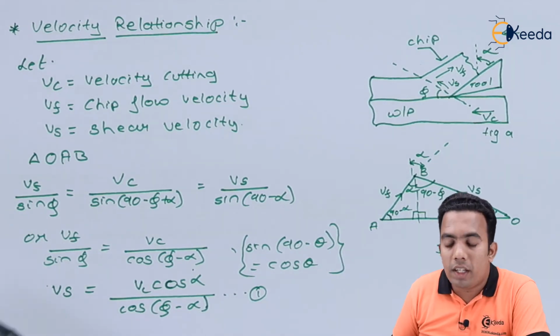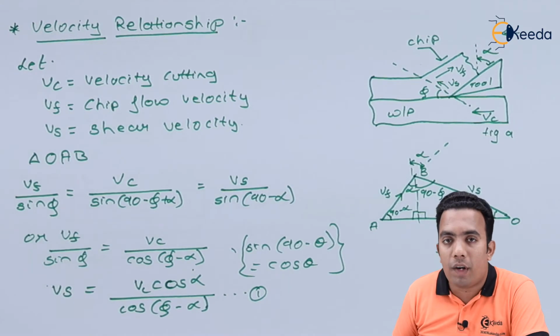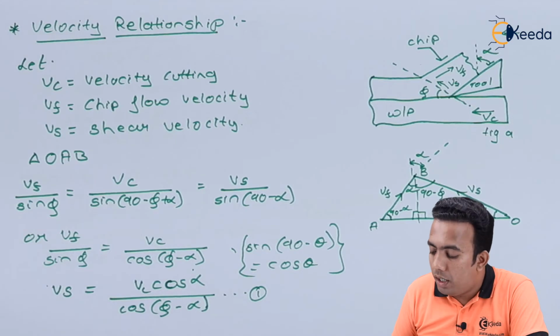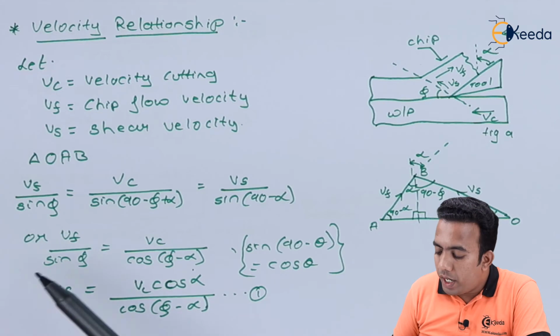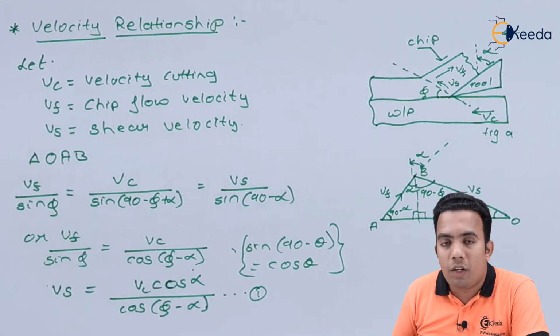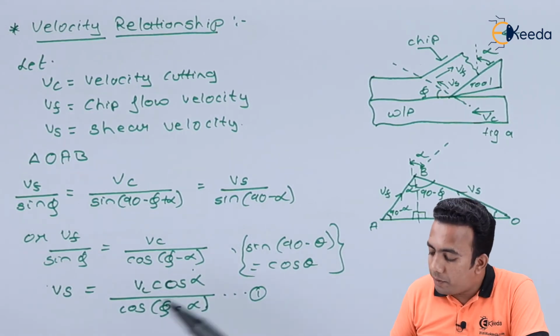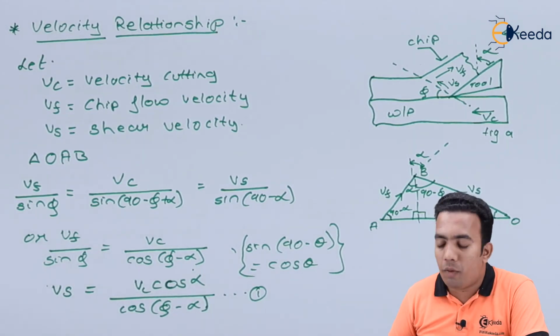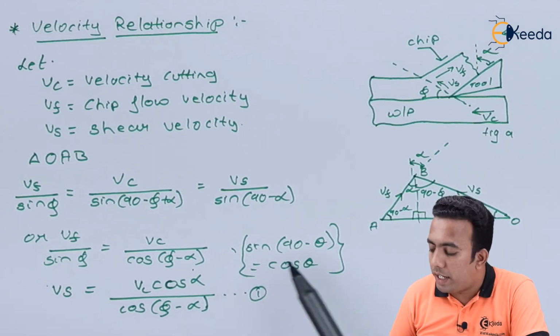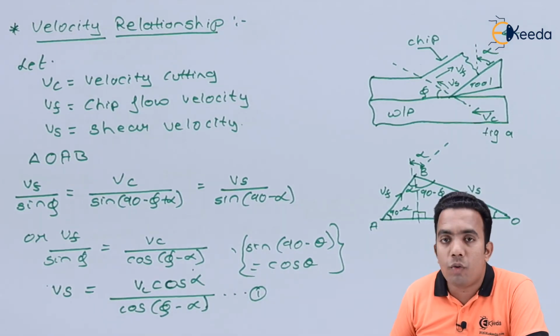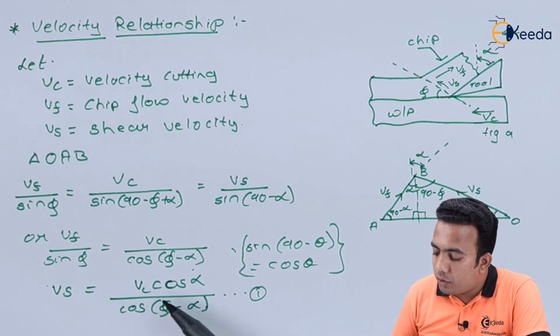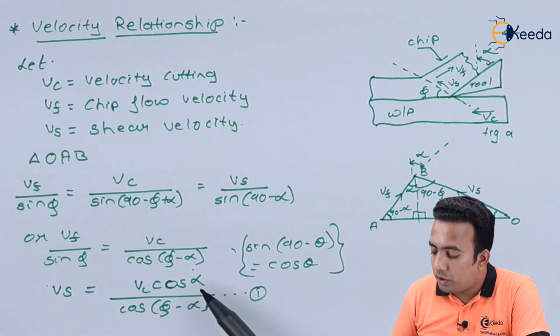From this triangle we get the equation Vf upon sine of phi is equal to Vc upon sine of 90 minus phi plus alpha is equal to Vs upon sine of 90 minus alpha. Or we can say Vf upon sine of phi is equal to Vc upon cos of phi minus alpha, where I have used the standard formula sine of 90 minus theta is equal to cos of theta. So Vs is equal to Vc cos of alpha divided by cos of phi minus alpha.